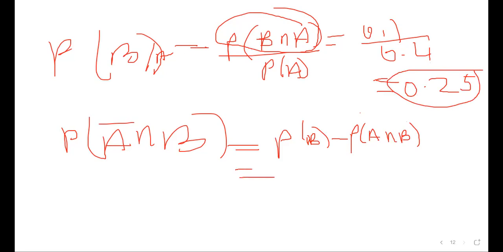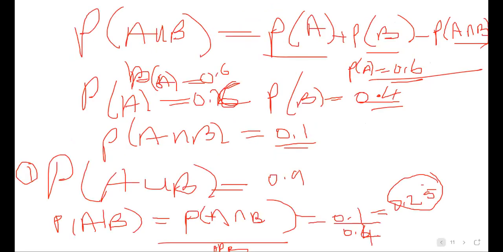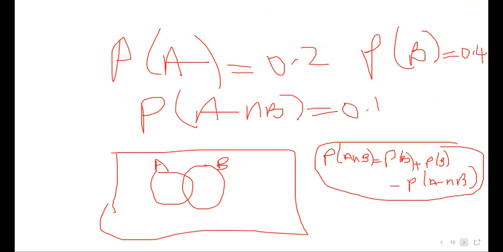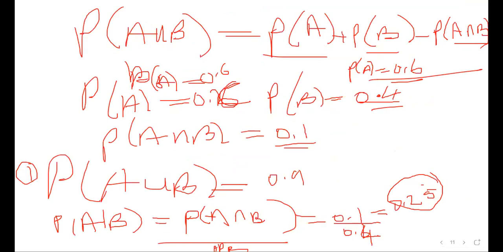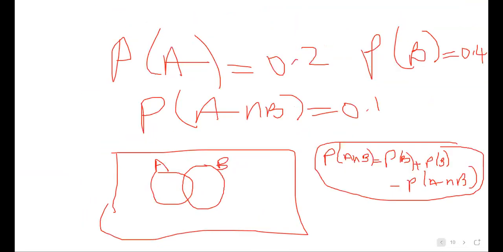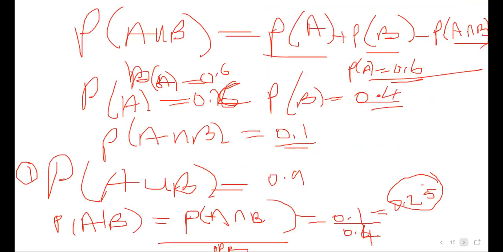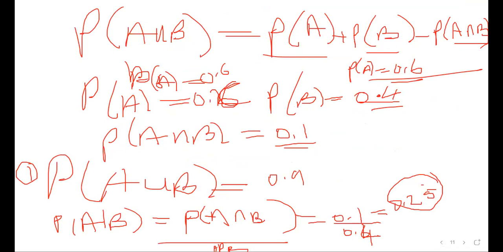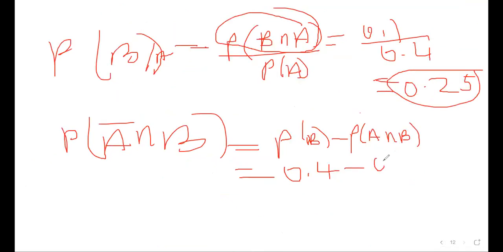And then, from the question, the probability of B is 0.4. So you put the 0.4 minus the intersection of the two probabilities, which is 0.1. So the answer will give us 0.3.